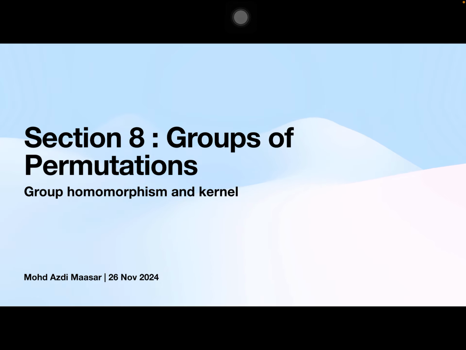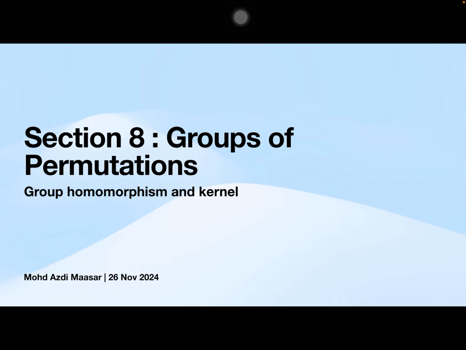Okay, hello everyone. This is section 8, groups of permutations. All right, so we're going to look at some important properties in this section. The first one is how we can say that any group that we have looked at so far will be isomorphic to a group of permutations. It is a very important property.